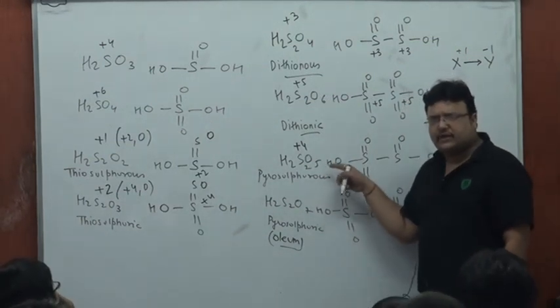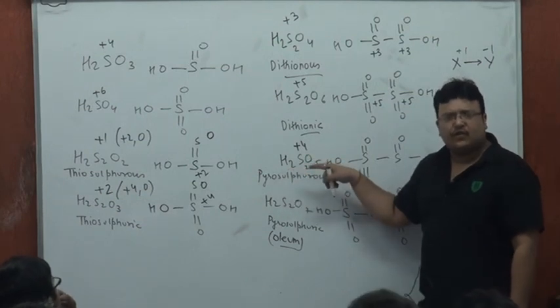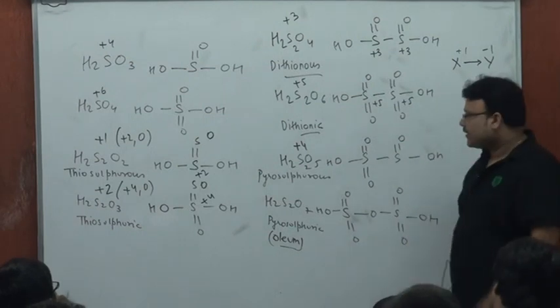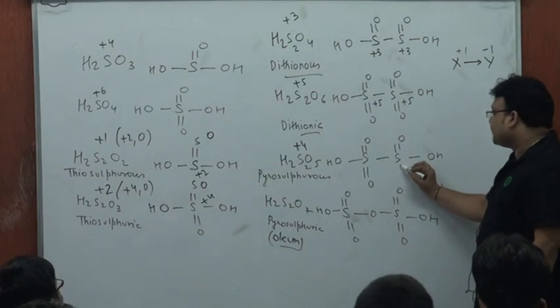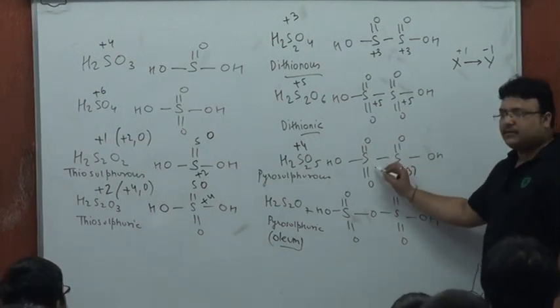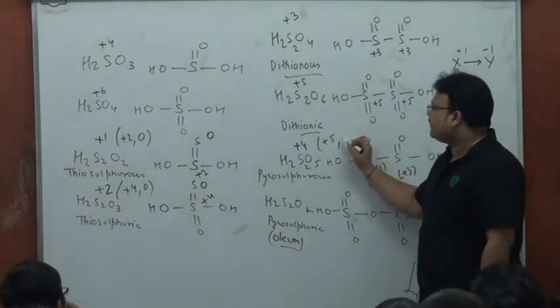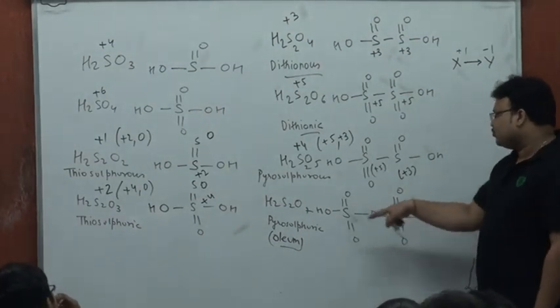O5 at minus 2 each, that's going to be minus 10, plus 2 is minus 8. So 2 sulfur accounts for plus 8, which means plus 4 over each of them. I don't know, this plus 4 is the contribution of this sulfur. How much for this? Plus 3. And this is going to be plus 5. Simple to understand. So this plus 4 is because of plus 5 and plus 3. Individual oxidation states.